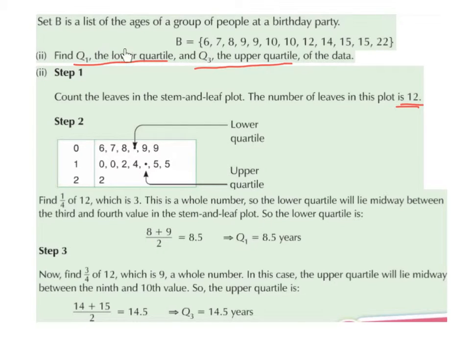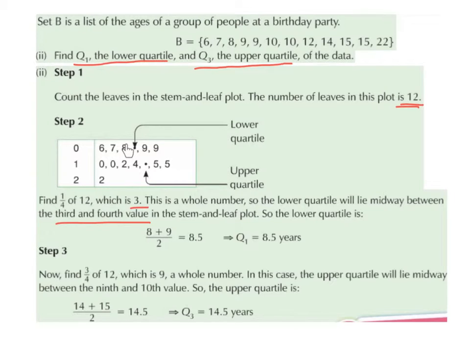So for Q1, the lower quartile, we get a quarter of 12. So a quarter of 12 is the same thing as a quarter multiplied by 12, and that's going to be 3. Alternatively, we could have said 12 divided by 4 is 3. 3 is not the lower quartile. So this is a whole number. So the lower quartile is going to lie midway between the third and the fourth value in the stem and leaf plot. So what we do is find the third value and the fourth value, add them together and divide by 2. So we count along our list.